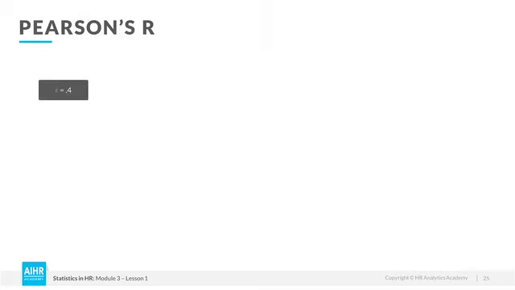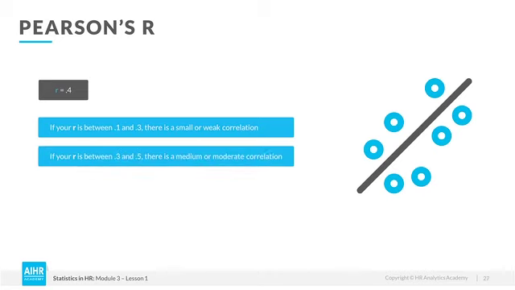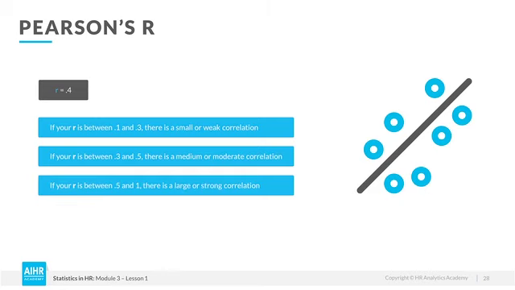But what does it mean when you get an R of 0.4? Is that good or bad? For this, we often use the following rule of thumb. If your R is between 0.1 and 0.3, there is a small or weak correlation. If your R is between 0.3 and 0.5, there is a medium or moderate correlation. If your R is between 0.5 and 1, there is a large or strong correlation. So if you have an R of 0.4, you can say that you have a moderate correlation between your variables.